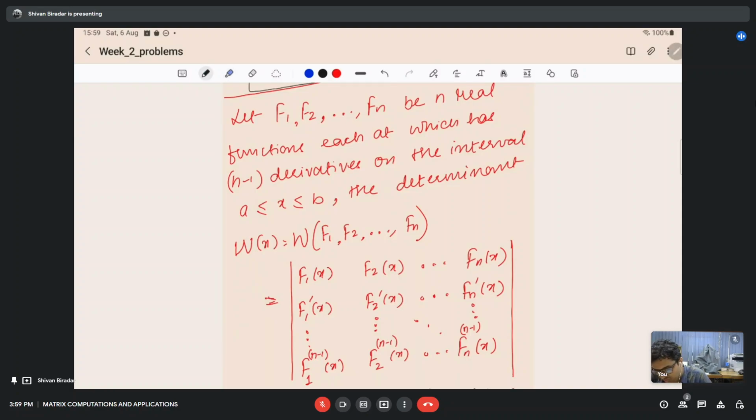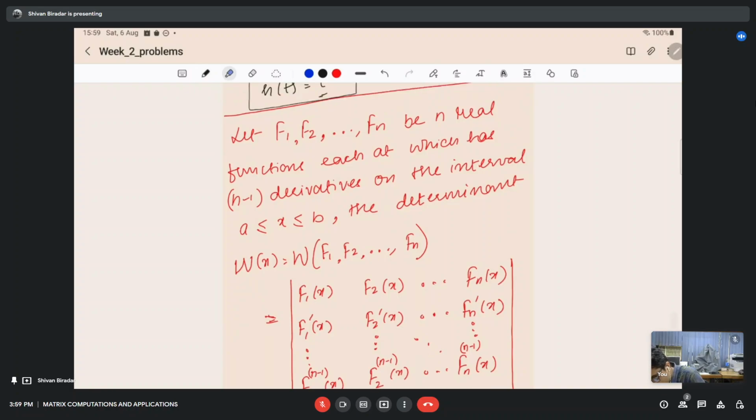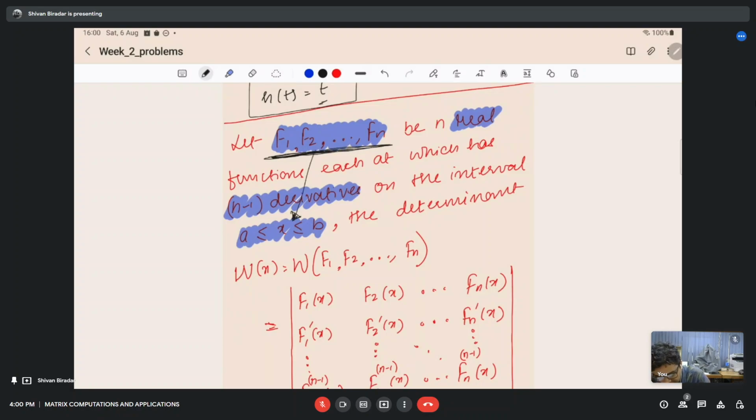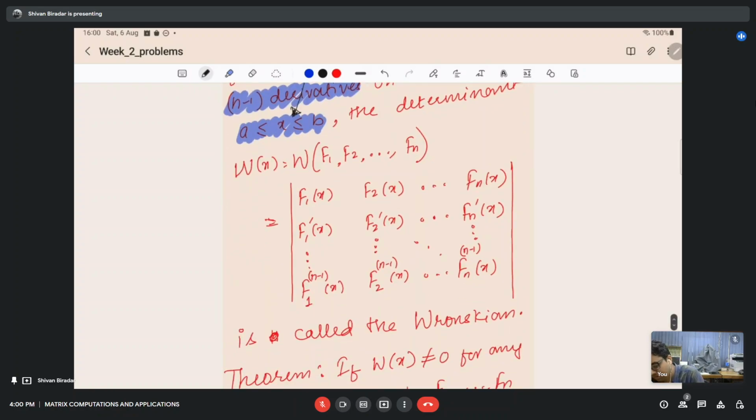So here I'll be constructing a Wronskian matrix. Let us consider n polynomials f1 to fn, and these are real functions, real polynomials, and they must have n minus 1 derivatives as well. And if these n real functions are valid on some interval, then I'll form a Wronskian matrix. So the Wronskian matrix looks like this.